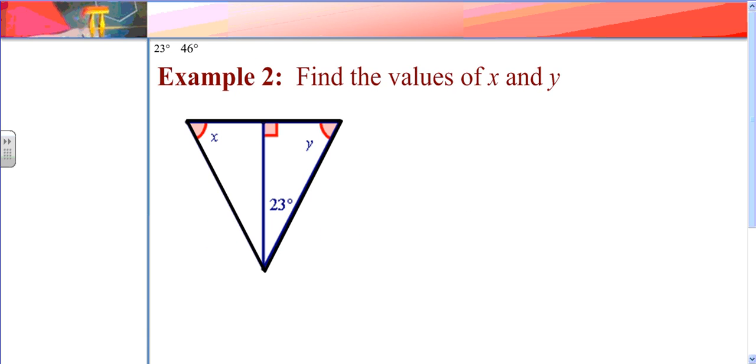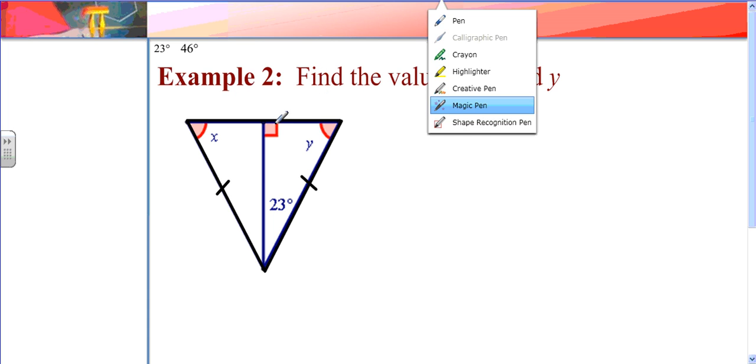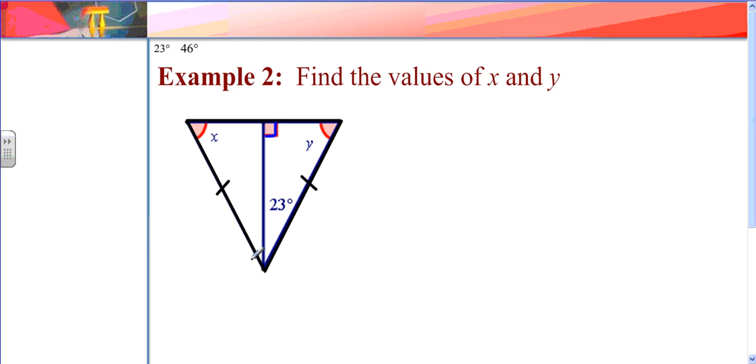Let's do another example. Let's say we wanted to find the values of x and y in this case. So here, notice in my picture, I know that these two angles are congruent. That must mean that these two sides are the legs, right? Okay. And I also happen to see that this is a 90-degree angle. So that means that this segment that I see here must be the perpendicular bisector. And it must also bisect the vertex angle up here.